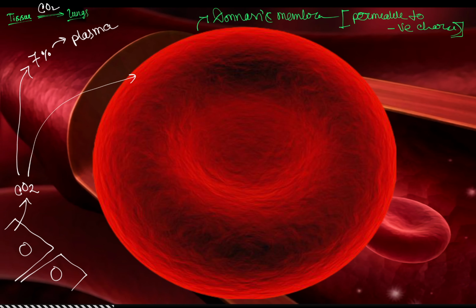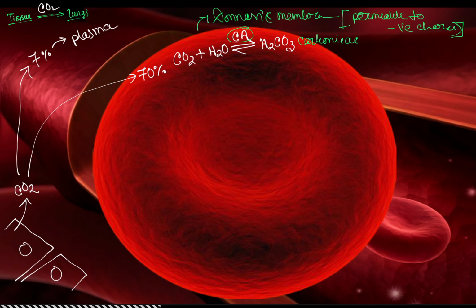70% of CO2 will go into the RBC and this CO2 will combine with H2O in it in the presence of carbonic anhydrase enzyme. Okay, remember the enzyme name, carbonic anhydrase enzyme. Now these two will make H2CO3, which is our carbonic acid. Now this carbonic acid will dissociate again in presence of carbonic anhydrase enzyme into H plus ion and bicarbonate ion HCO3 minus.